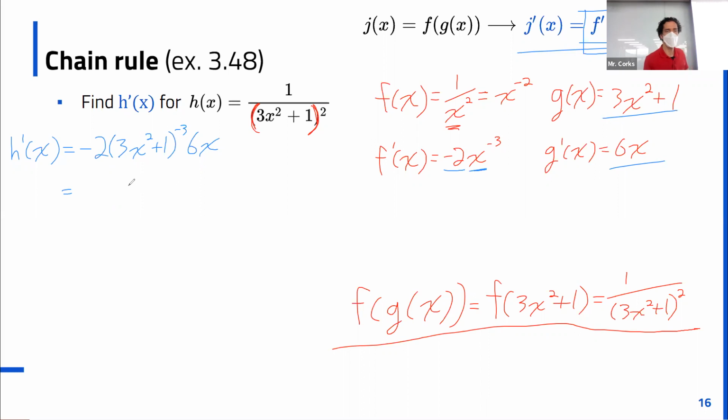So then the rest of this, we're just simplifying. So this is -2 over 3x squared plus 1 cubed times 6x. Okay, so -12x on the top, and on the bottom we have 3x squared plus 1 cubed, and just expand that whole thing.